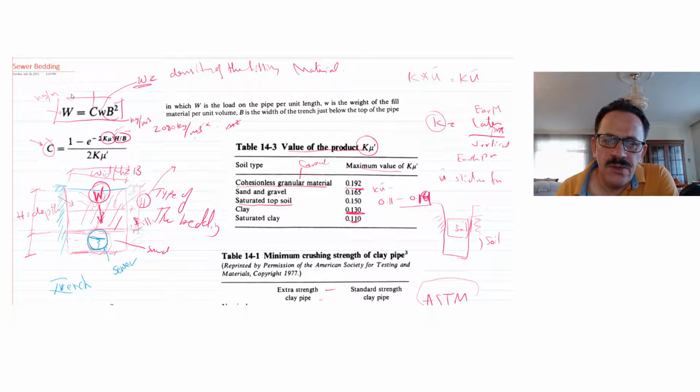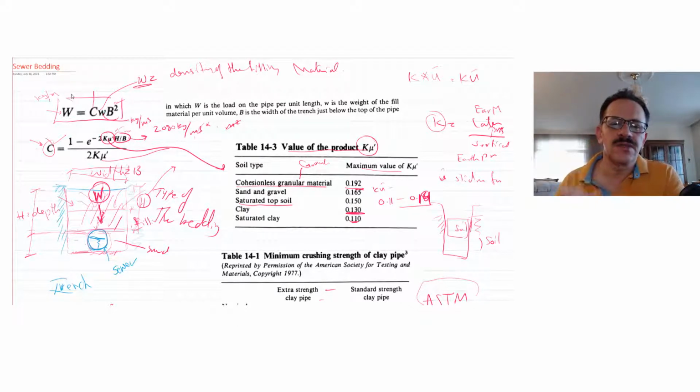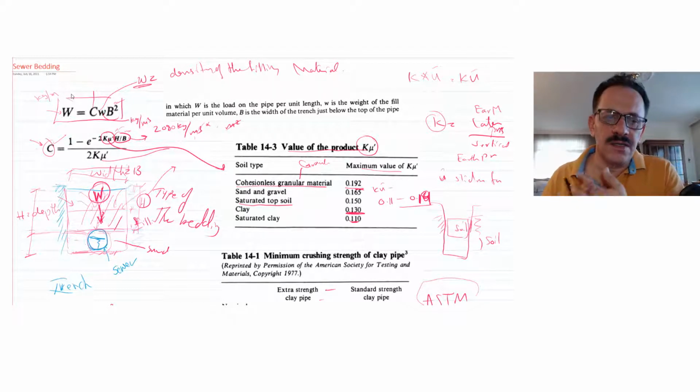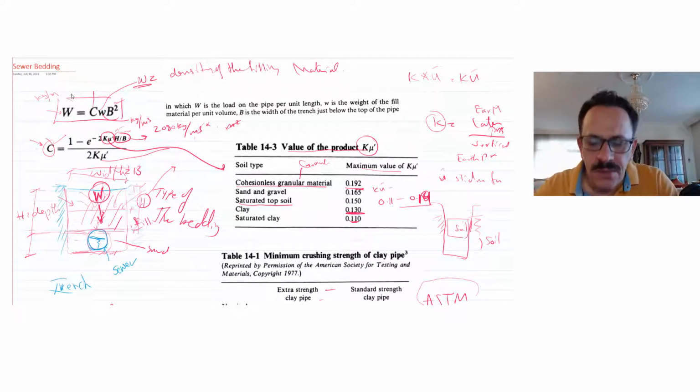So what should we do? We have this from this table, and the H over B is the dimension of the trench, and the KU also from this table. I will get the value of C. So yes, the H over B will affect this value of C, and then this C will affect the W. So the H, the depth, affects the calculating of the W indirectly.